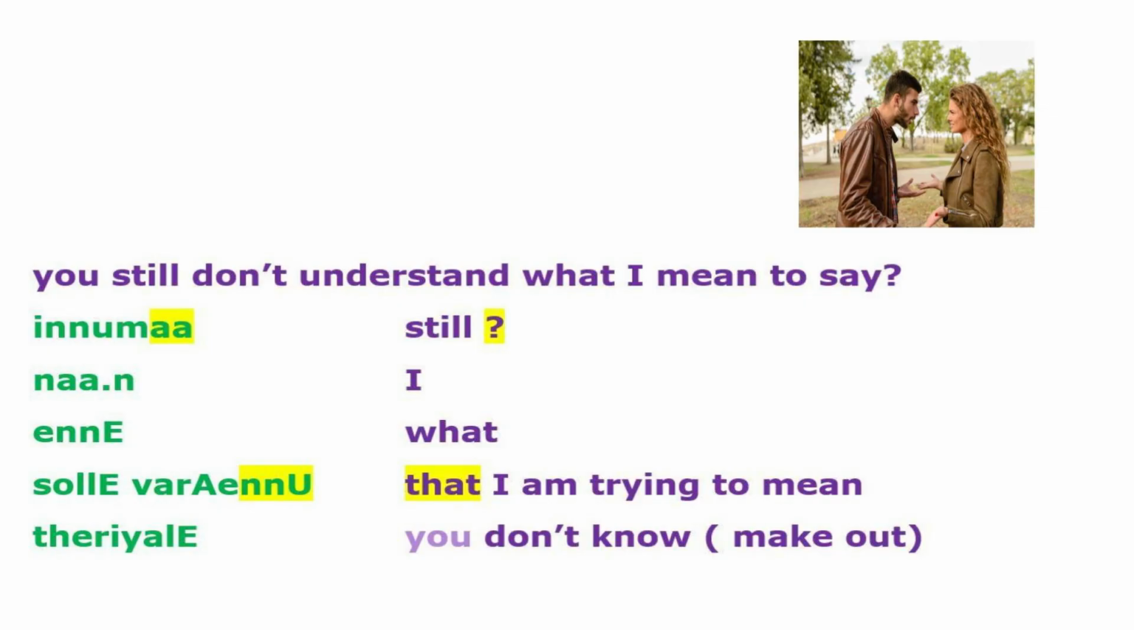You still don't understand what I mean to say? இன்னுமா means still. நான் என்ன சொல்ல வரேன்னு, what I'm trying to say, what I'm trying to mean. தெரியல means you don't know. The exact literal meaning is unable to see, perceive. That is தெரியுது, தெரியல. தெரியுது means I could see. தெரியல, I cannot see. So, இன்னுமா நான் என்ன சொல்ல வரேன்னு தெரியல? Still, what I'm trying to mean, you don't know?